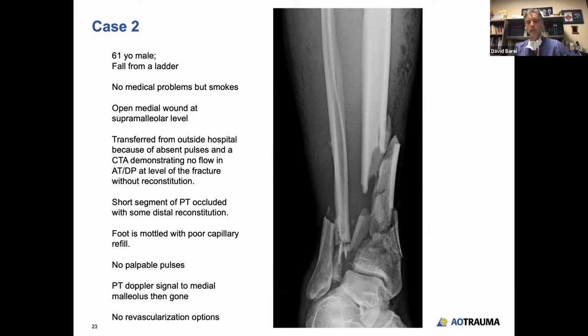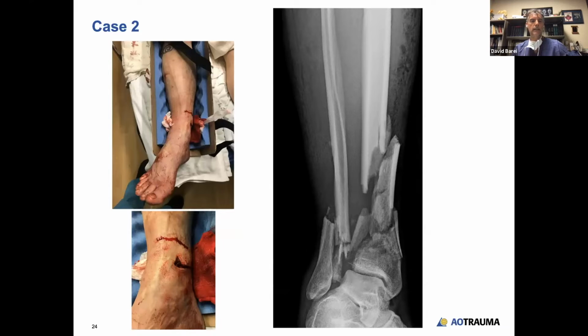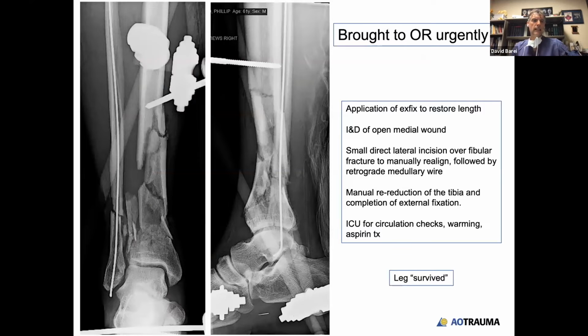He's got this particular injury pattern. My colleagues were on call that night. Here's his leg. He's got this open wound straight on the medial side. He's got a little bit of mottling of his foot. Okay, we do the best we can. In an effort to minimize insult, he gets an application of external fixator to restore his length. He gets an I&D of his open wound.